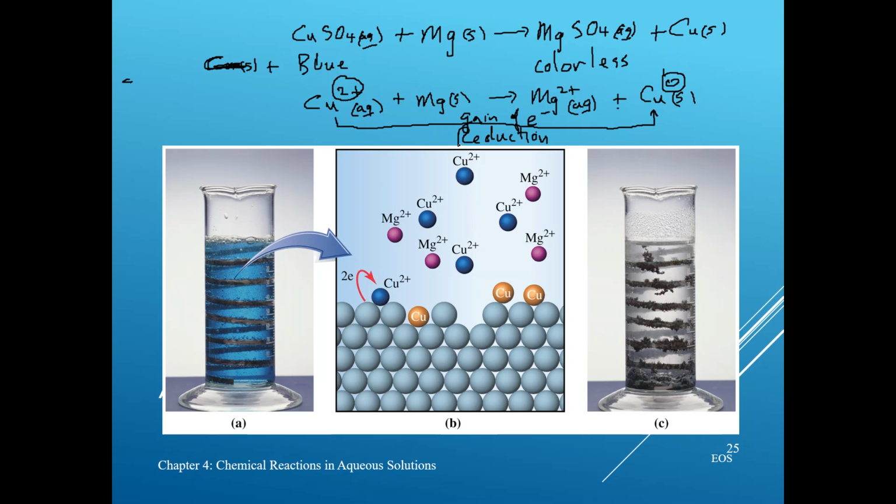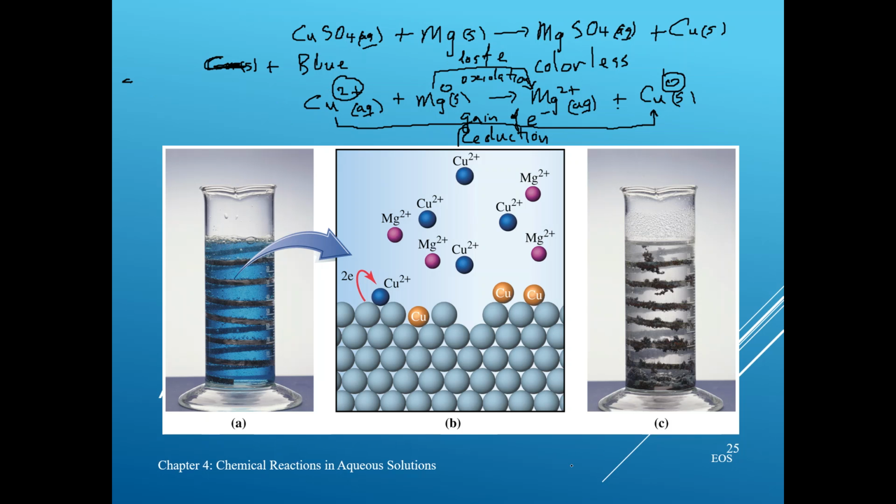So that's the reduction. And at the same time, you have the magnesium, which is undergoing a change as well, right? Because the magnesium has changed from 0 to +2. In other words, it has lost 2 electrons. And therefore, we say that oxidation is taking place as far as the magnesium is concerned. All right? So this is a simple example of the redox process.